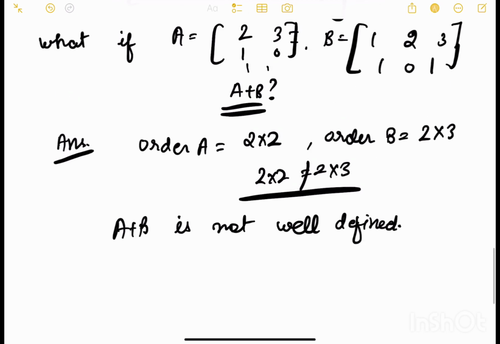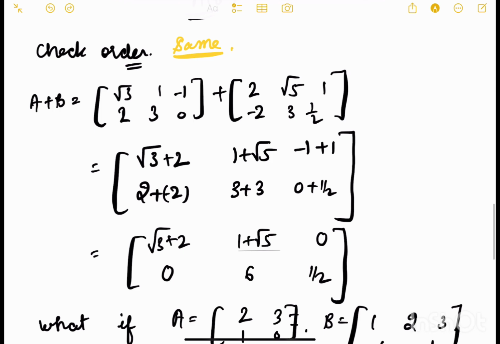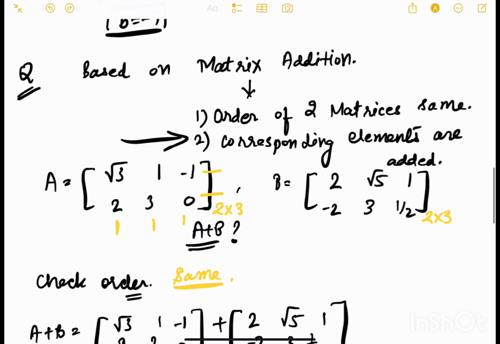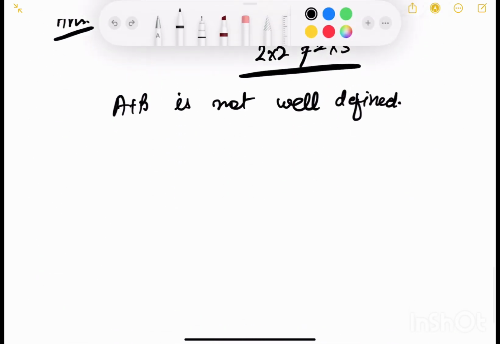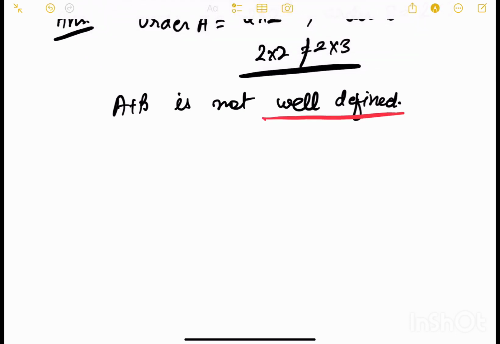It is pretty much simple, right? Since the order is not the same, how can we add the corresponding elements? We can't proceed to the second step, that is adding the corresponding elements. So this is why the answer will be that A plus B will not be defined.